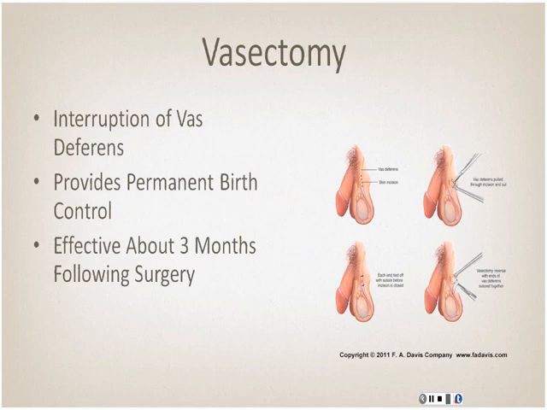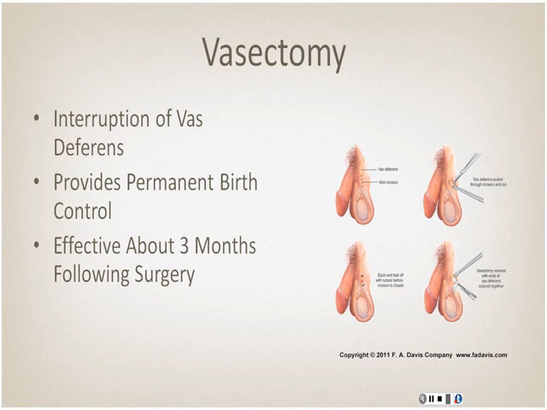So vasectomy, this is an interruption in the vas deferens, which prevents the sperm from reaching the outside of the body. So this provides a permanent type of birth control on the male side of things. The surgery itself only takes about 15 to 30 minutes and is usually done in a doctor's office. It is not effective for about 3 months following the surgery, so that's really important to keep in mind.